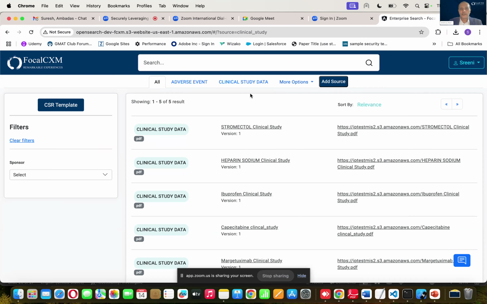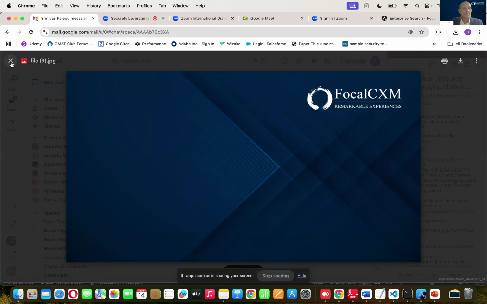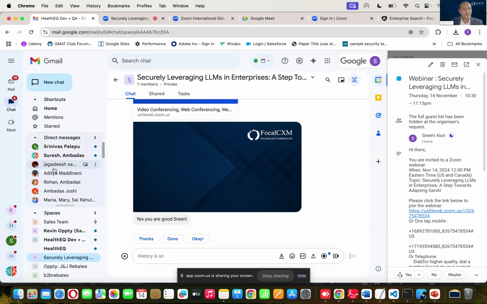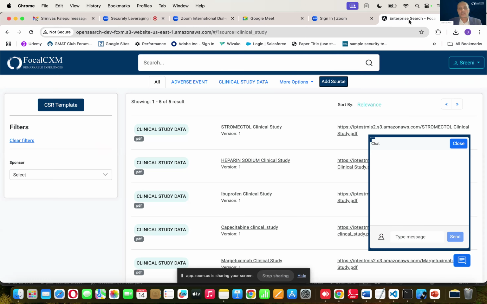So the user can come in here, and there are two ways in which you can interact: one through the search bar, the other through this, which is the chatbot. I'll try to key in some questions in order to understand how the system would respond. These are all human-like responses that would come in. So I'll try to leverage these questions. Right. So I'm coming to my enterprise search, and then I'll keep this here for reference.